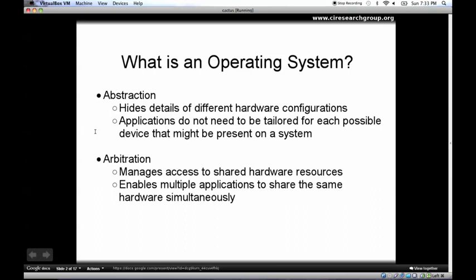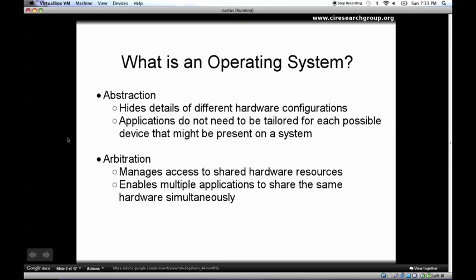Now, what's an operating system? Well, it's a layer of software that provides two important services to a computer system. It provides abstraction and arbitration. Abstraction means hiding the details of different hardware configurations so that each application doesn't have to be tailored for each possible device that might be present on a system.